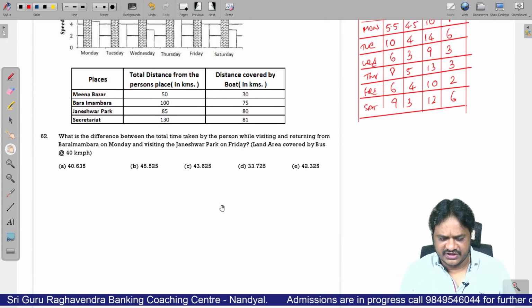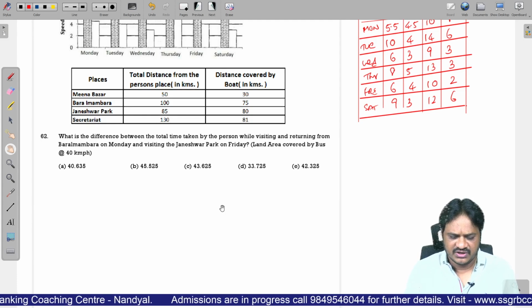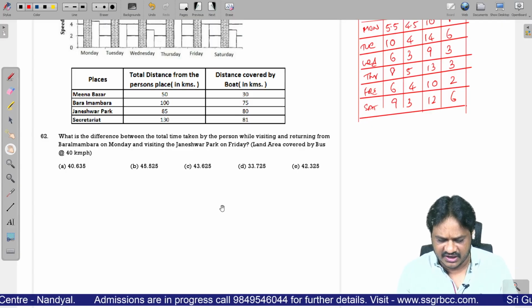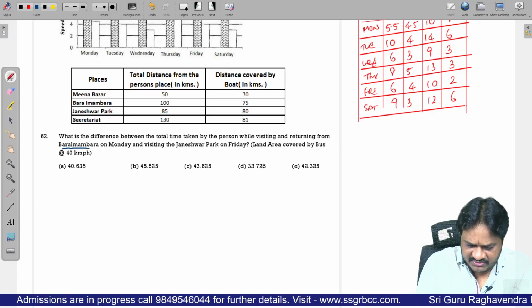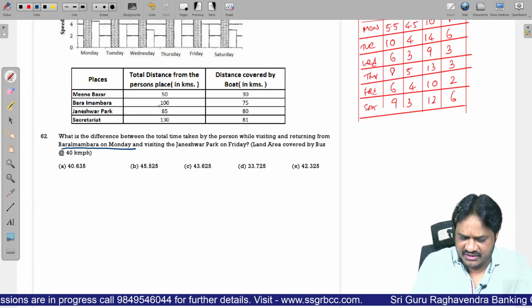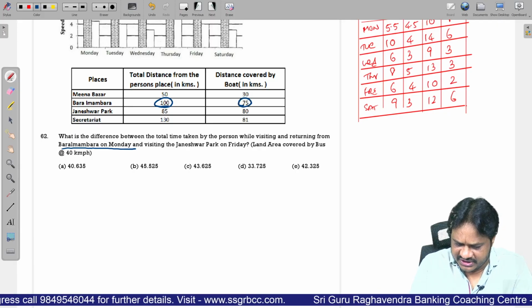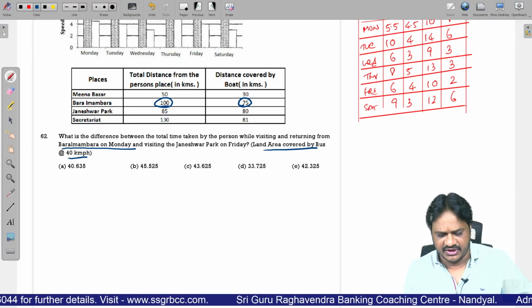What is the difference between total time taken by the person while visiting and returning from Bara Imambara on Monday and visiting Ganeshwar Park on Friday? Now, first of all, let us take Bara Imambara, the place on Monday. Bara Imambara 100. By boat is covering 75. Land area is covered by bus at the rate of 40 km per hour.